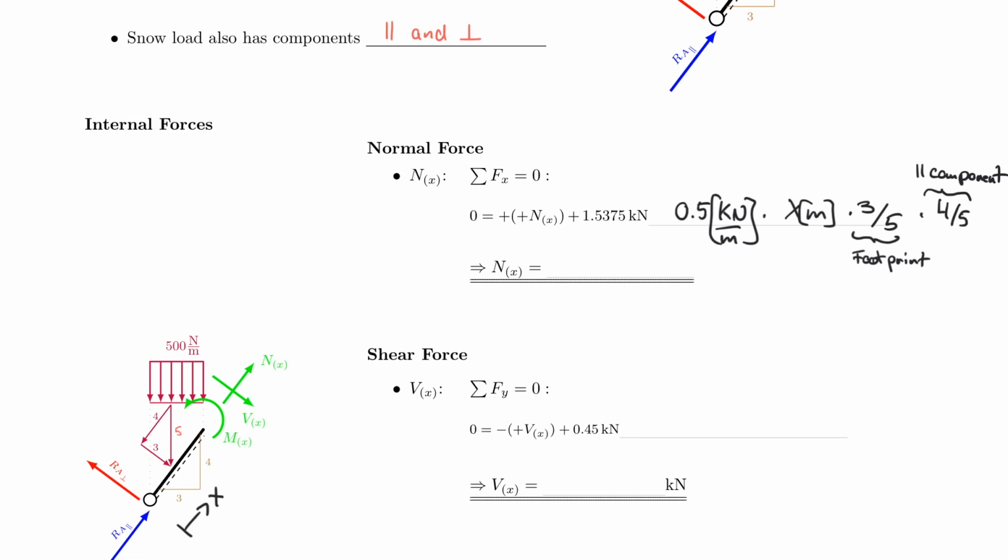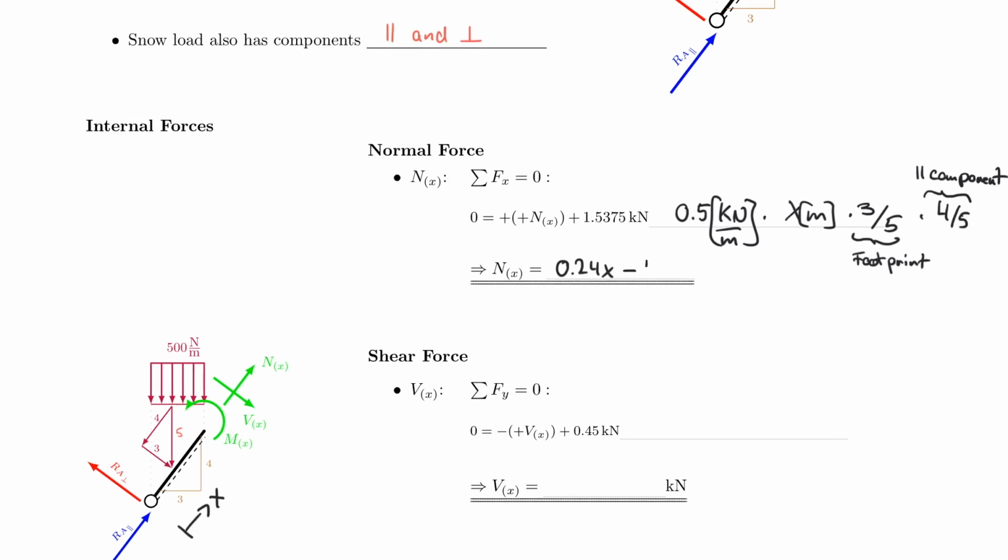And that is, of course, a little bit tricky if you never thought about it, but conceptually not different than anything we've done before. So you can now rearrange this equation, and if you do so, you will end up with 0.24x minus 1.5375. And the whole thing in kilonewton. And that is our normal function.